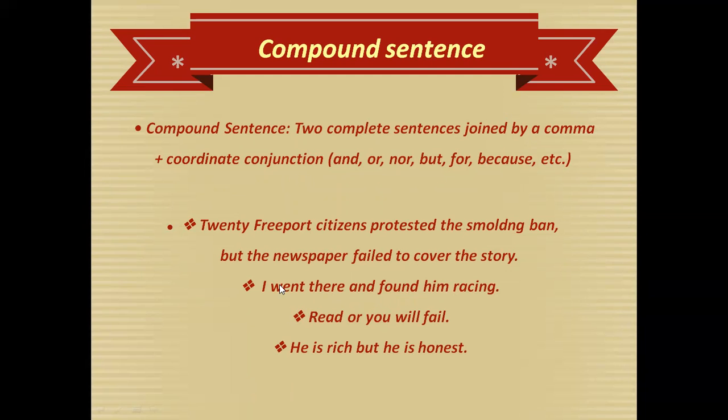So here, I went there is a main clause. Found him racing is a main clause. So what is the conjunction here? What is the coordinate conjunction? And. Then you can see the example. Read or you will fail. He is rich, but he is honest. So a compound sentence is nothing but it has two main clauses and one conjunction. So what are the conjunctions? And, or, nor, but, for, because, etc.